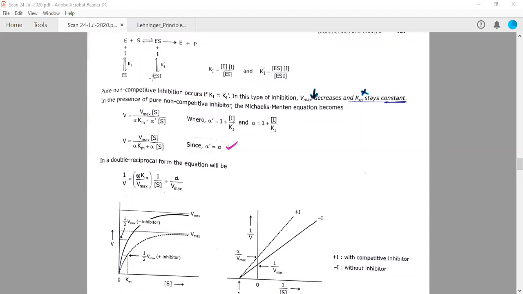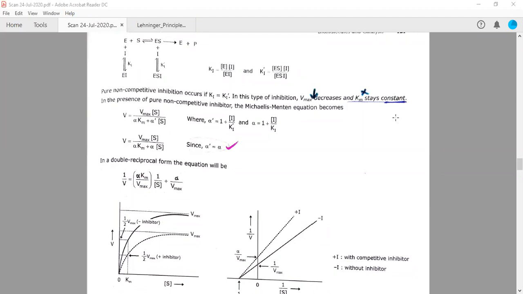Since there are two types, first of all we will discuss pure non-competitive inhibition. It will occur when both the rate constants are equal. Either the free enzyme will bind with the inhibitor, or your enzyme substrate complex will bind with the inhibitor. In both cases, the rate constants are equal. Such cases are called pure non-competitive inhibition.